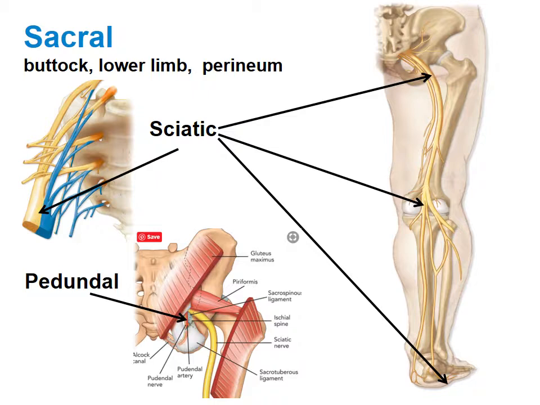The sacral plexus innervates the buttocks, inferior appendage, perineum, and also leg. The sciatic is often injured, so much so it's called sciatica. The pudendal nerve innervates the genitals, so that's interesting.